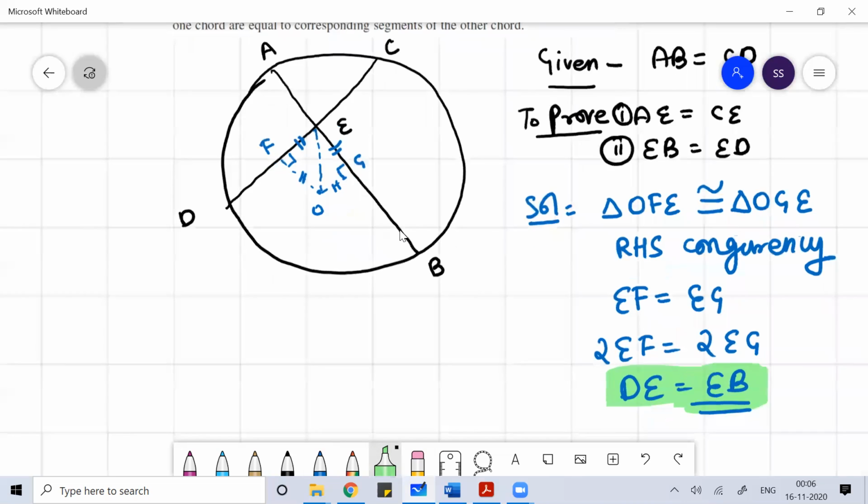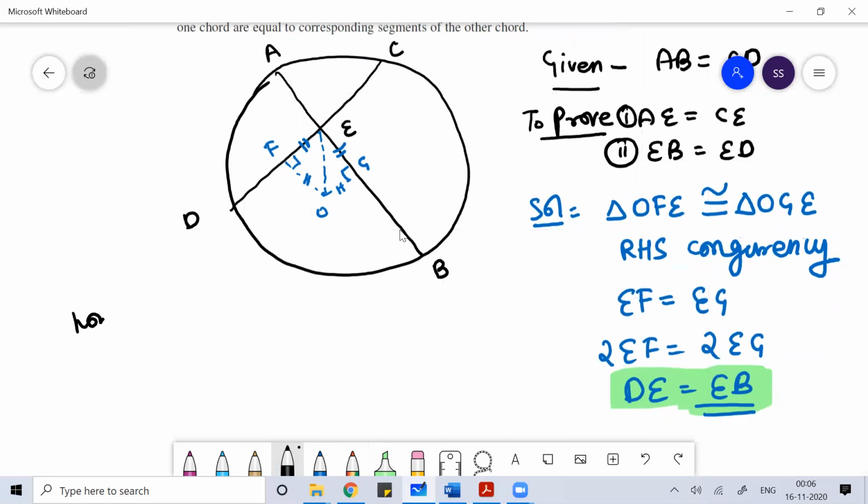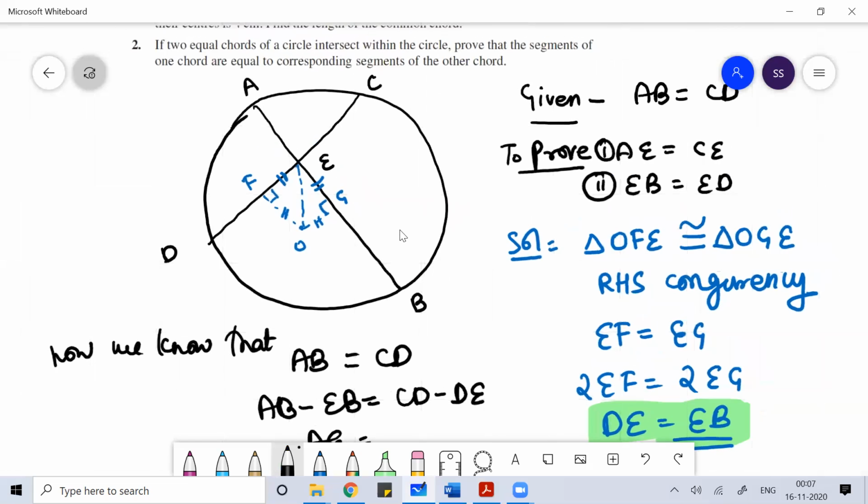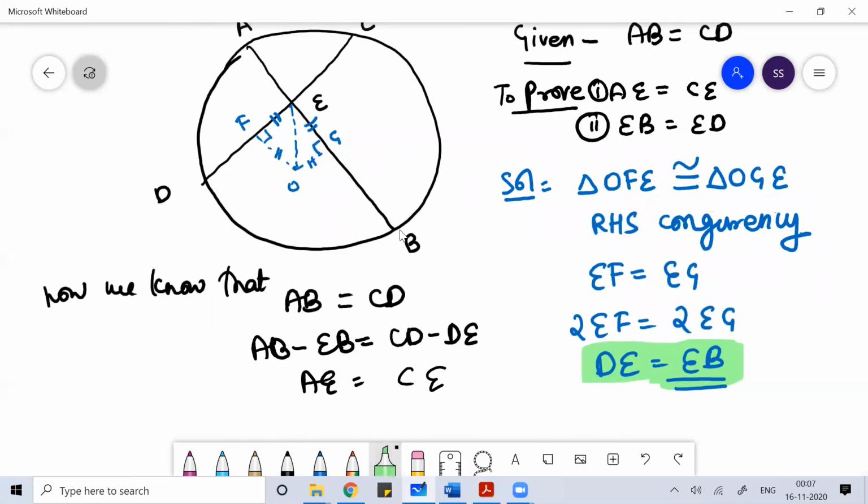Now once you get this, we know that AB is equal to CD. And now I can say AB minus EB will be equal to CD minus DE, correct? And AB is equal to CD and EF is equal to DE. That means A will be equal to C. Okay, so I hope you understood this.